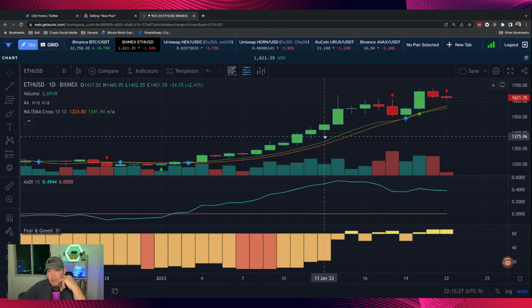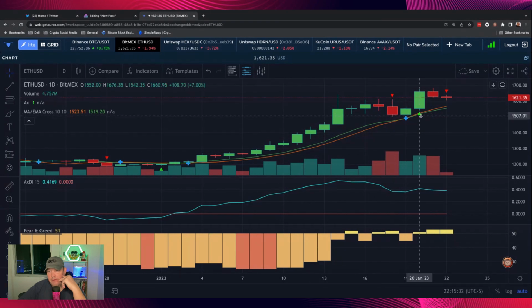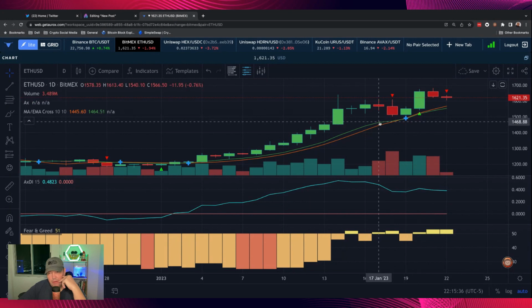Okay. Look at this beautiful run up. Then we got the first red Aurox indicator. Then we went green 2 days later, and we're red again. So there's a nice little battle going on right now. Let's see where this ends.